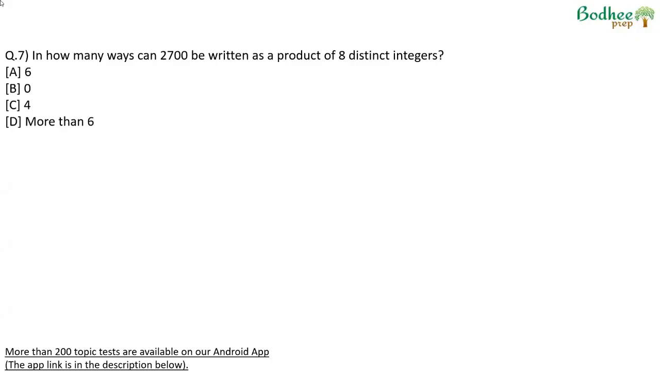In how many ways can 2700 be written as a product of 8 distinct integers? Integers means positive, negative, both allowed. So first let us factorize 2700. 2700 is nothing but 27 into 10 into 10. 27 is 3 cube. 10 into 10 is 2 into 5, 2 into 5. And therefore the prime factorization of 2700 will be 3 cube into 2 square into 5 square.